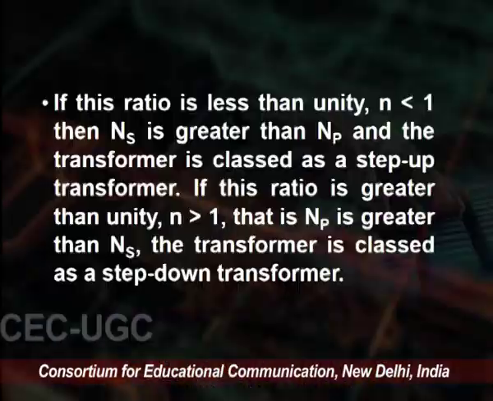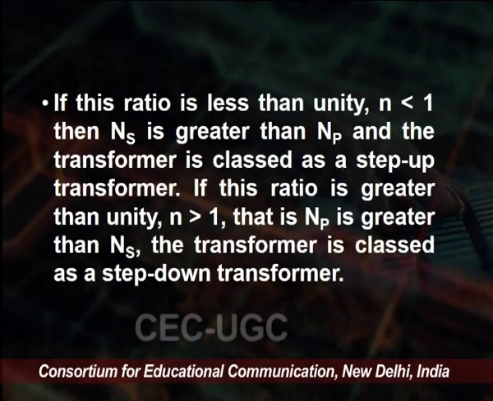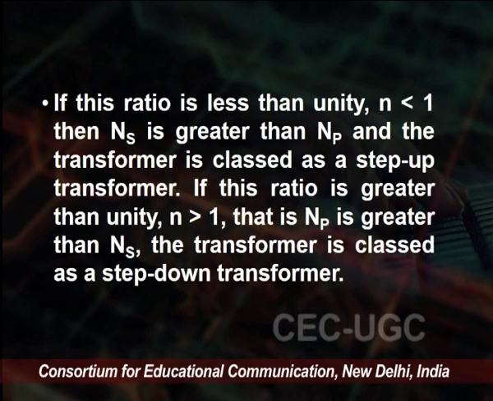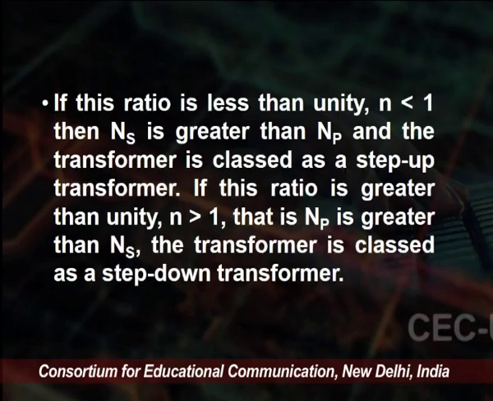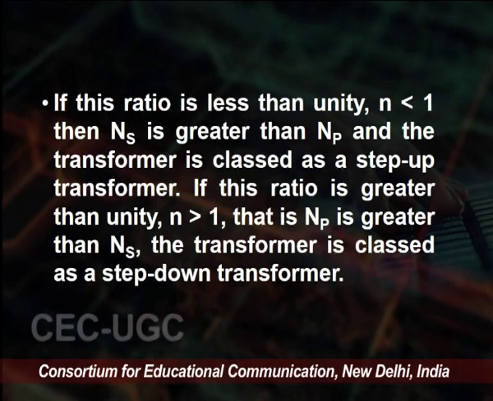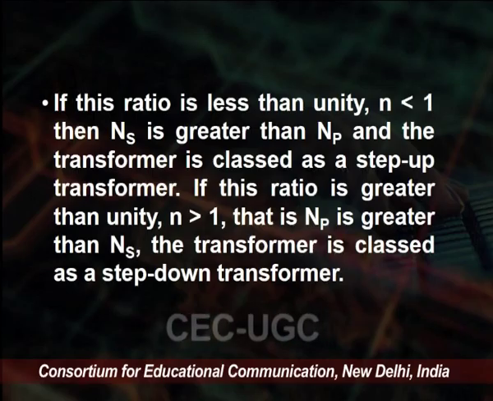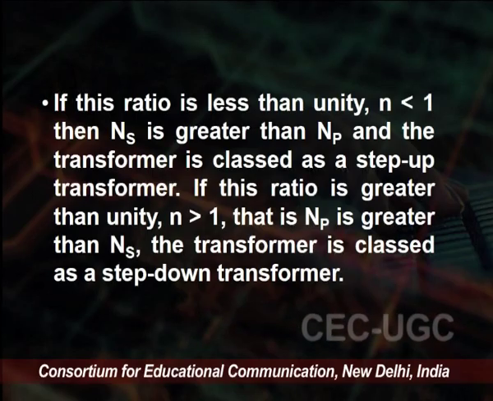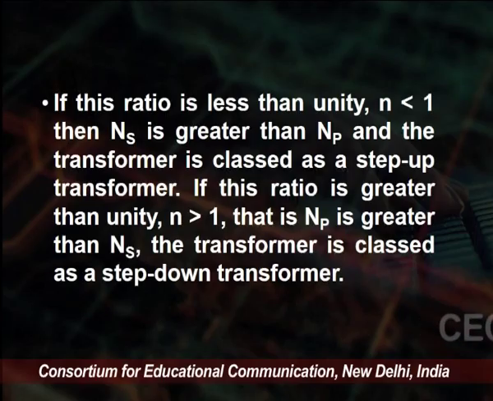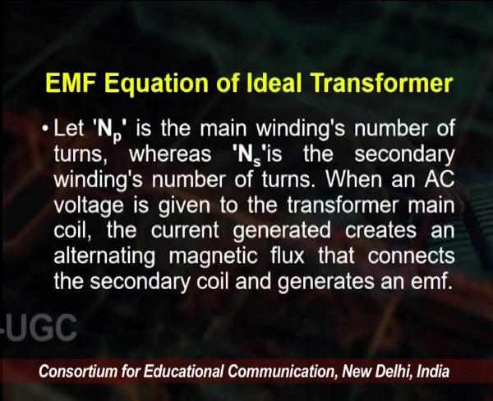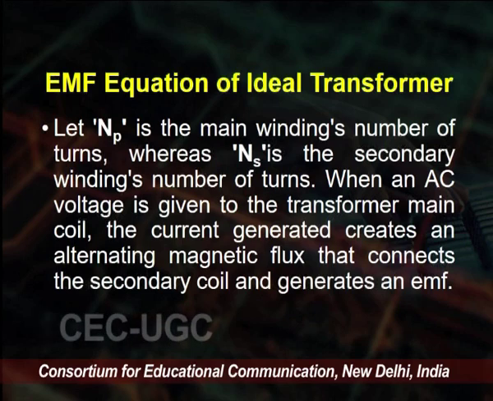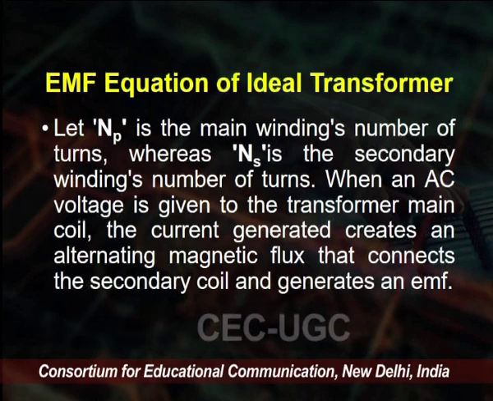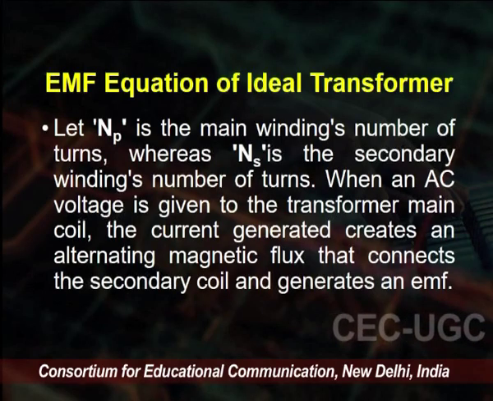So, if the ratio is less than unity, meaning n less than 1, then Ns is greater than Np, and that will be the step up transformer. And if the ratio is greater than unity, that is Np is greater than Ns, then the transformer is called the step down transformer.